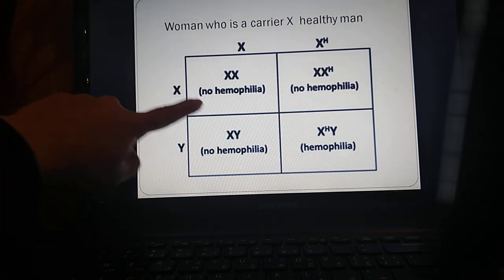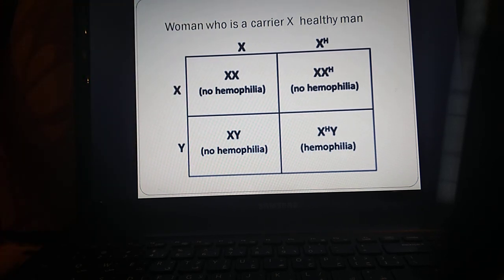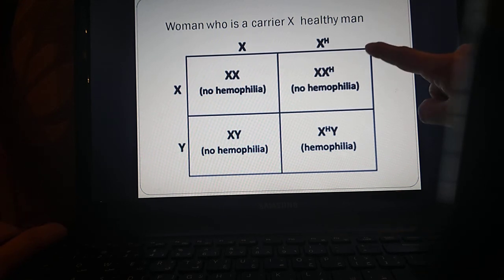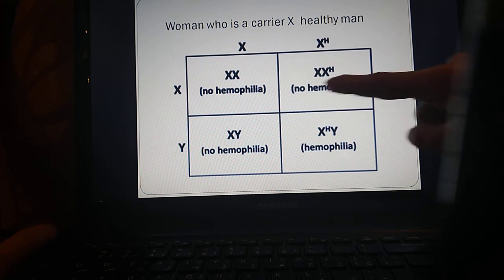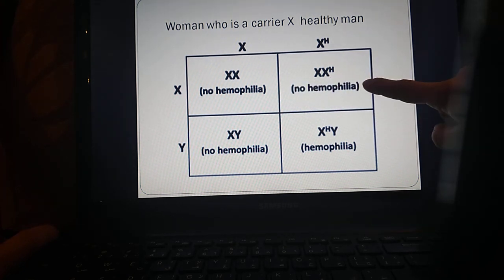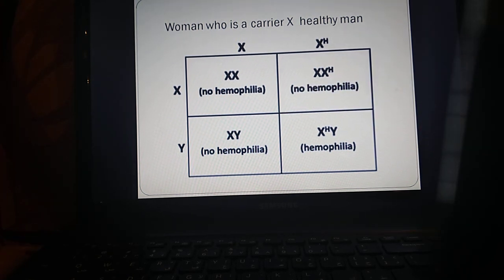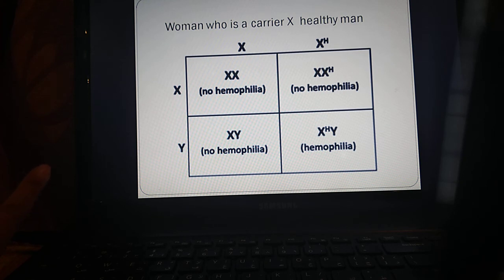X with X gives us an XX. That's a female with no hemophilia. She's not sick, she doesn't have the disease, she doesn't carry the allele, so her children are safe. Now, the other allele XH, when it's crossed with the X from the man, it will give us XXH. This means a girl with no hemophilia, but she's a carrier.